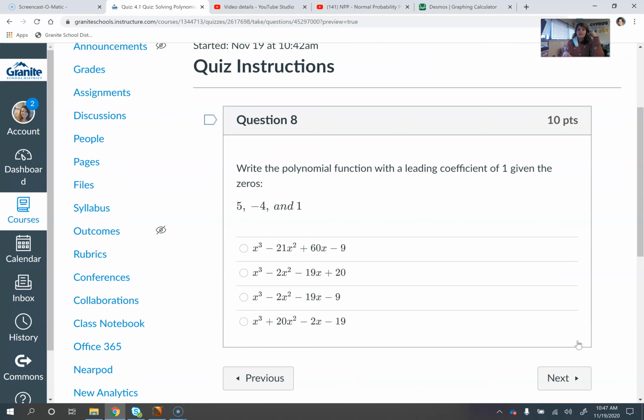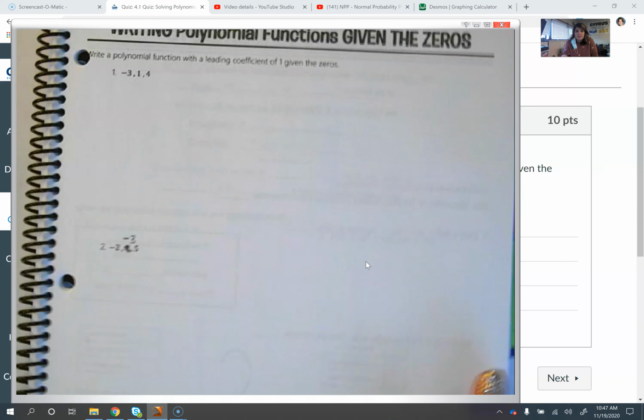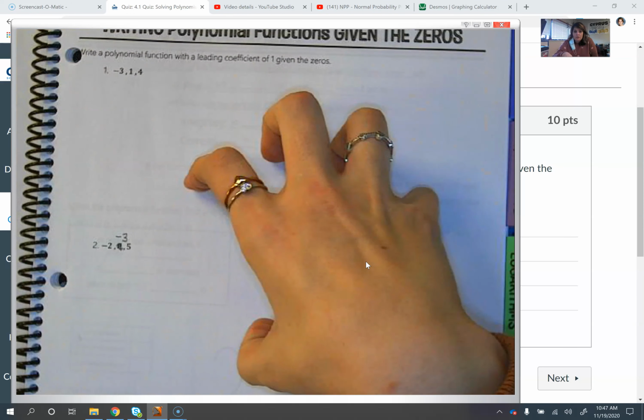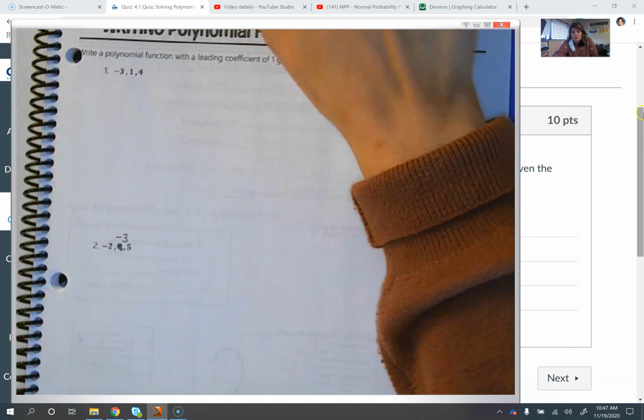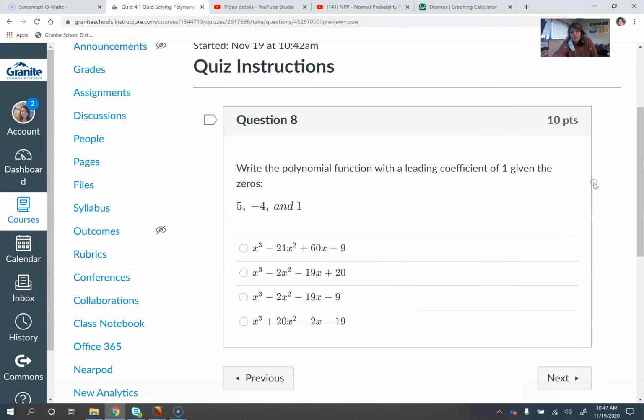So for 8, 9, and 10, you are going to follow the book. I'm making this video before I've taught this part of the lesson, so just make sure that on the last 3, you follow your notes here, and I do believe using the box method will help you the most to organize your terms and make sure that you get those right.